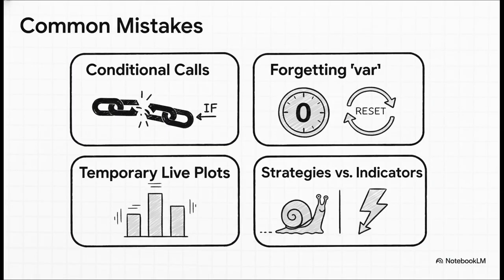All right, here's a rapid-fire checklist of the big mistakes you can now avoid. Number 1, putting historical functions like ta.sma inside if blocks. We just saw how that breaks the memory chain. 2, forgetting to use the var keyword for your counters and totals, which causes them to reset on every bar. 3, trusting the plots on a live bar before it closes, totally forgetting about rollback. And 4, just assuming strategies and indicators execute the same way. Spoiler, they don't by default.